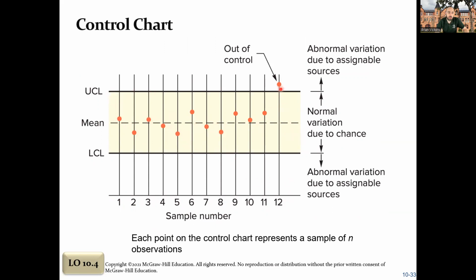However, once you get to here, this one is far too high, and you have an abnormal variation, which means you should be able to figure out where that came from, because it's too high to be considered just normal random variation. There's something wrong in the process, or there's something wrong with your evaluation methods.